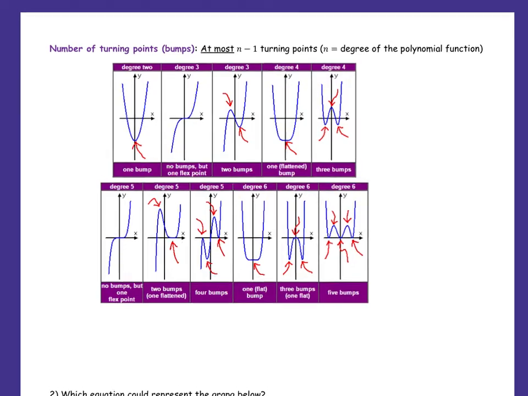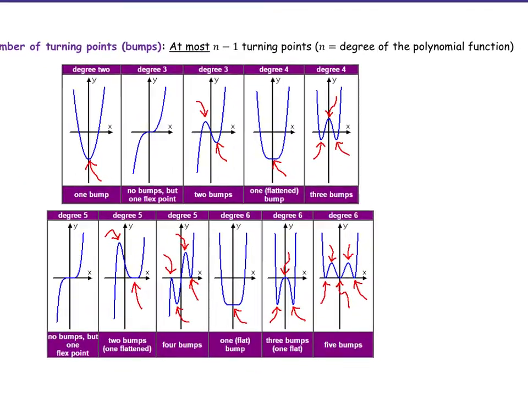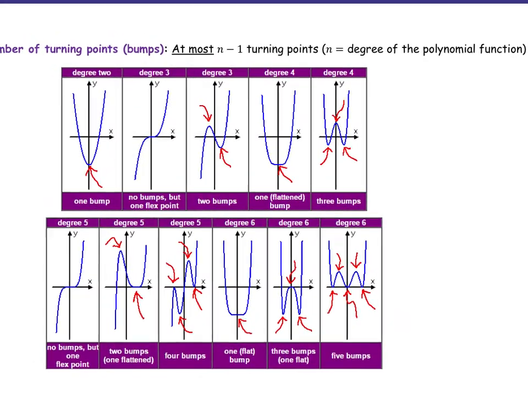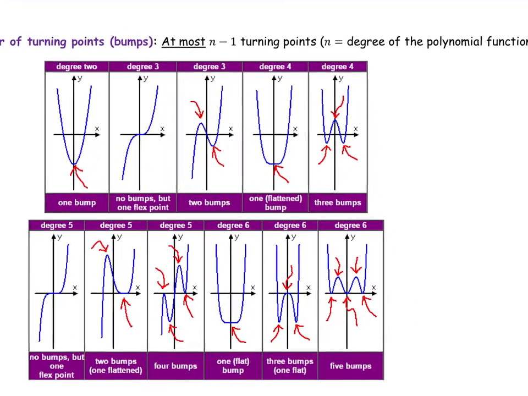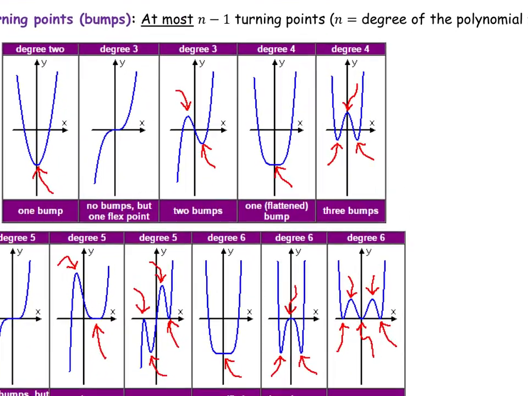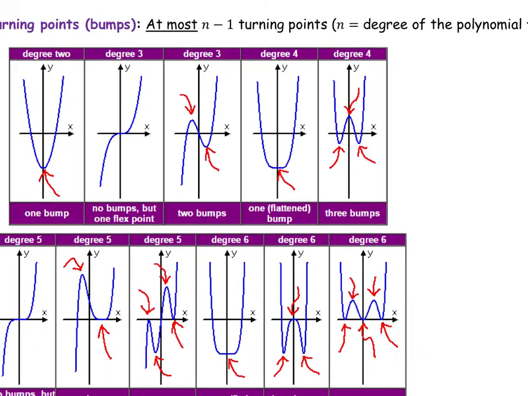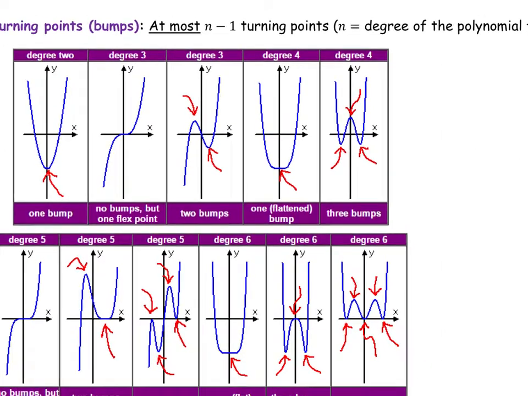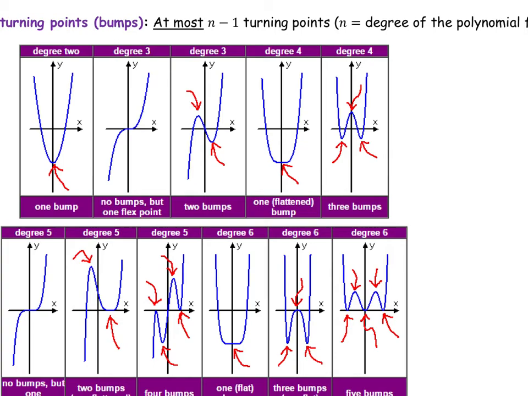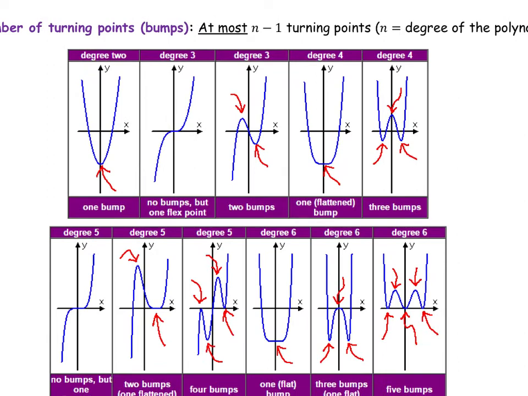So now we're going to talk about the number of turning points or bumps. At most, I can have n minus 1 turning points, and n is the degree of my polynomial function. So for a degree 2 or quadratic, I can have 1 turning point, 1 bump. That's it. I can only have 1 for degree 2. That gives me 2 x-intercepts.